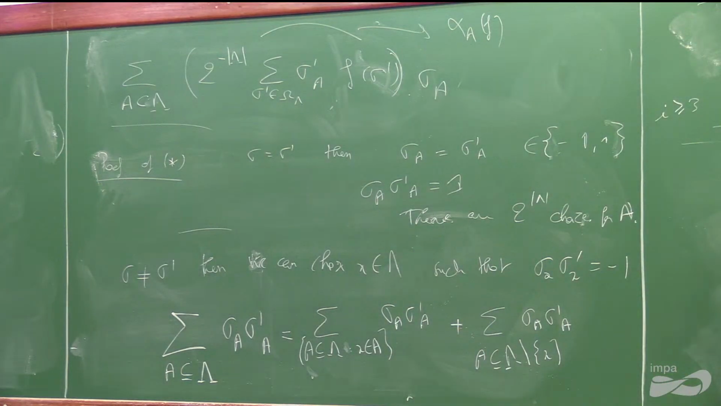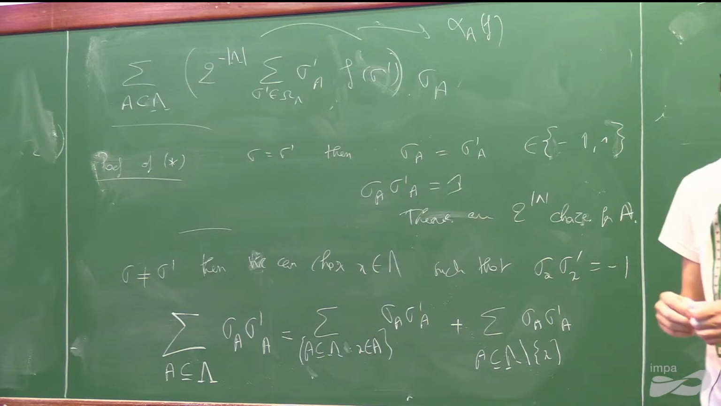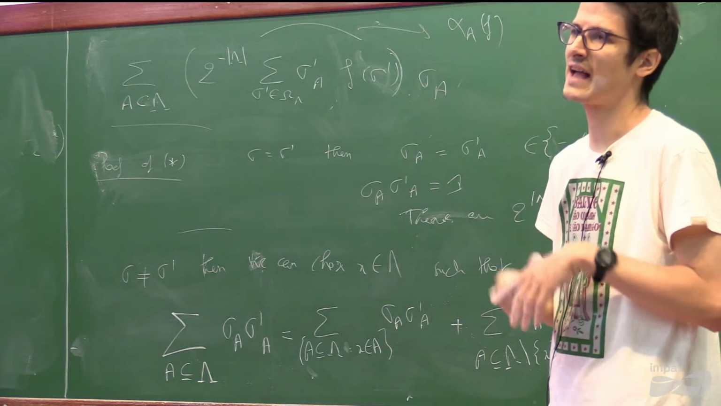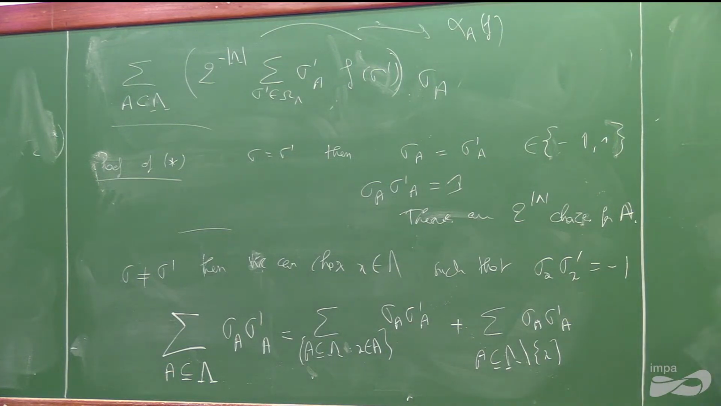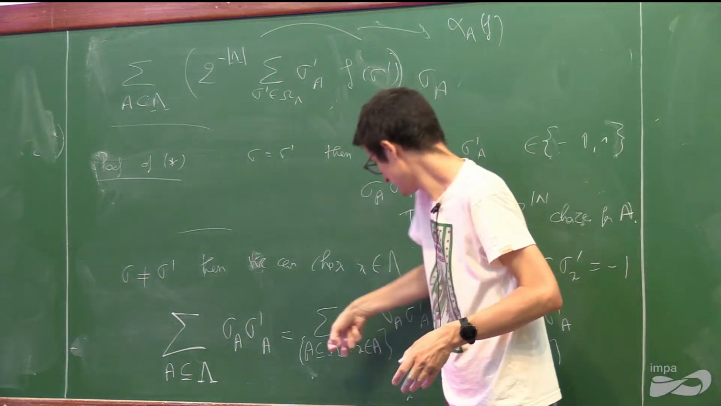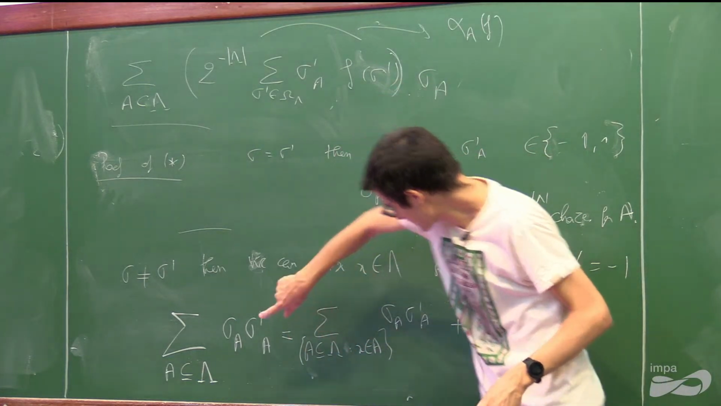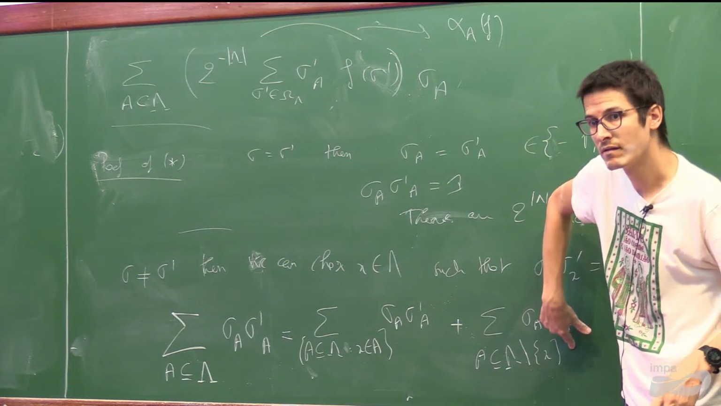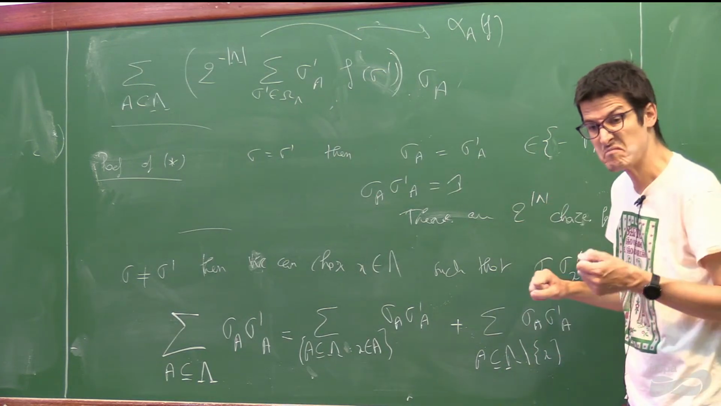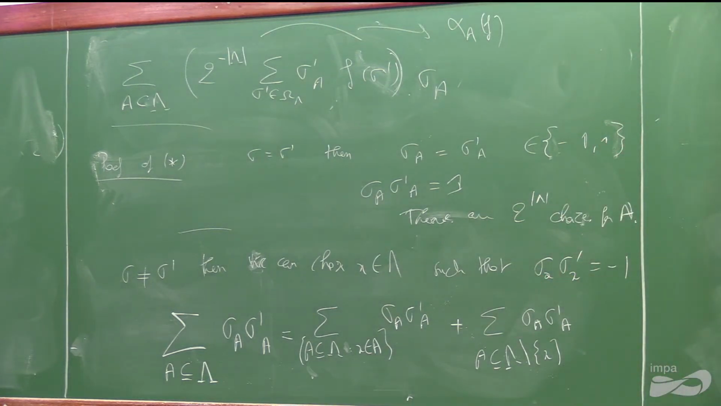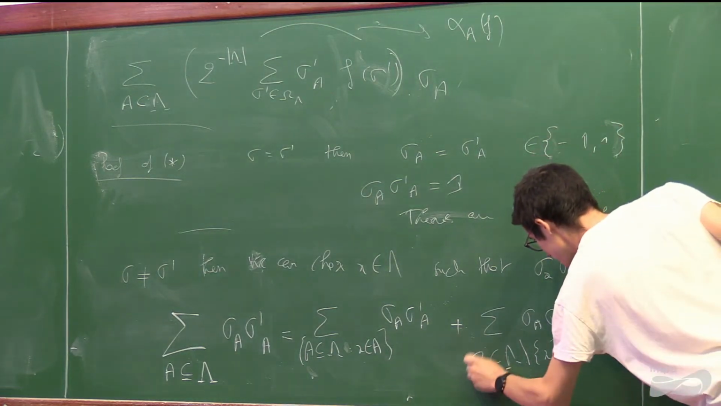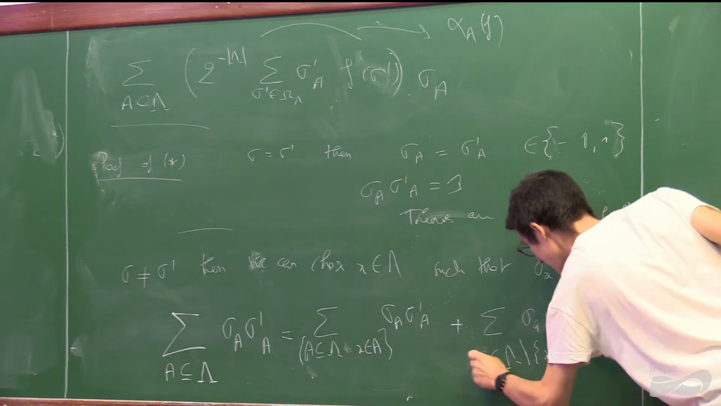Now, the first term, well, a set in lambda which contains x is just a set in lambda that does not contain x and to which I add x. Okay? And in this operation, there is a bijection between this collection of sets and this collection of sets. The operation is just adding x or taking x away. So this is A and this is B.